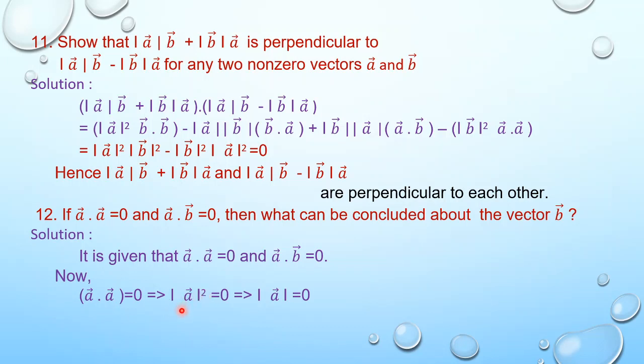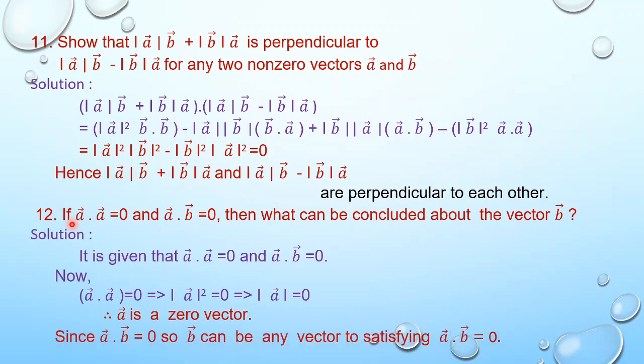So the square of its magnitude is equal to 0, which implies the magnitude of A is equal to 0. Correct? That means vector A is the zero vector. Since vector A is a zero vector, any number you multiply with the zero vector, you will get output 0 only. Your resultant will be 0 only.